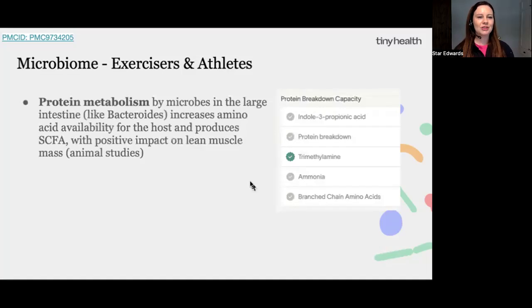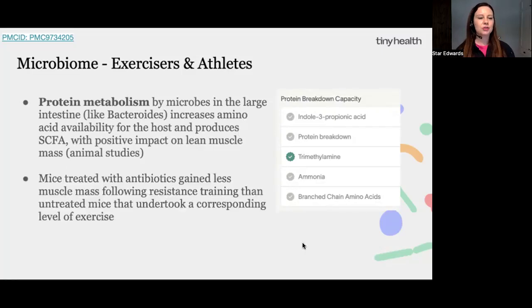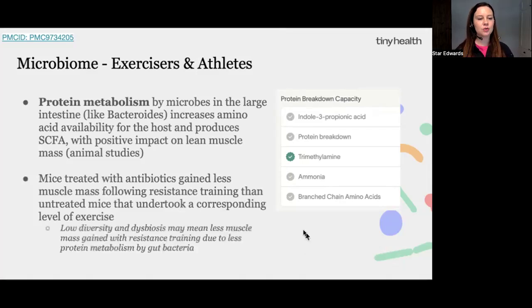Now, the microbiome is not only important for helping us to metabolize fibers and carbs, but it also plays a role in protein metabolism. And the microbes in our large intestine, like Bacteroides, increase amino acid availability for the host, and they can also produce short chain fatty acids with positive impact on lean muscle mass. And this was done in an animal study. Mice treated with antibiotics gained less muscle mass following resistance training than untreated mice that undertook a corresponding level of exercise.